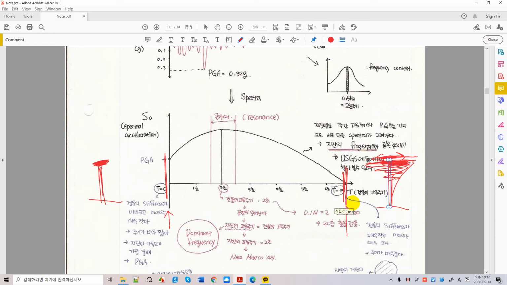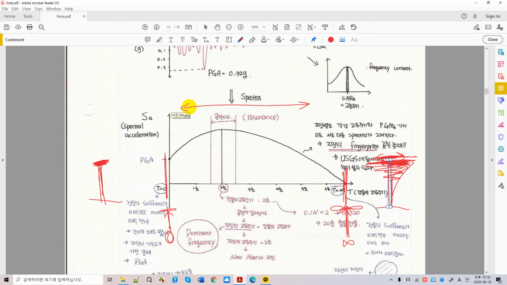Okay. T equals 0 means the building is very stiff, so the building comes back and completes one cycle in a very short time. And when T equals infinity, the building is very flexible, so it takes a long time for the building vibration to complete one cycle. Understand? So we don't have these two extreme cases in most cases, right? We have probably somewhere in the middle of these two extremes.